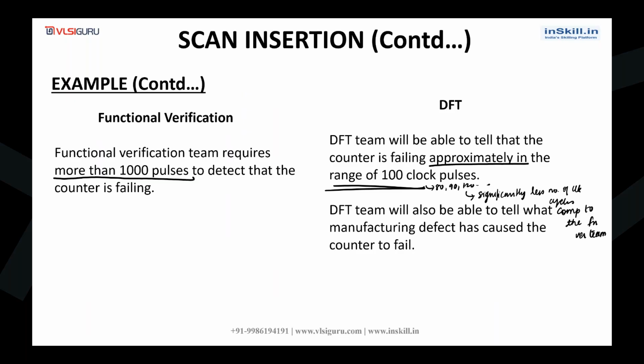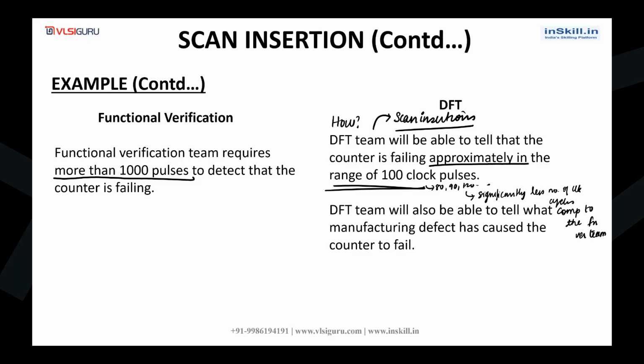So how is the DFT team able to tell that the counter is failing in such a small number of clock cycles? It is because we go for scan insertion. Because of that, we are easily able to control and observe our circuit. With the help of various illustrations, we will show you how during the regular course.